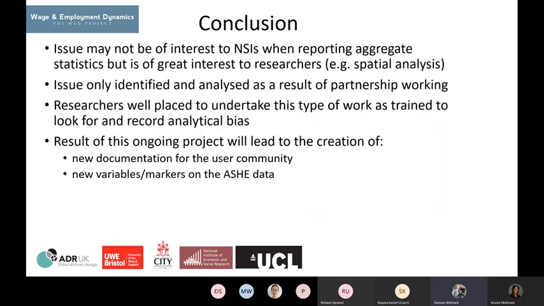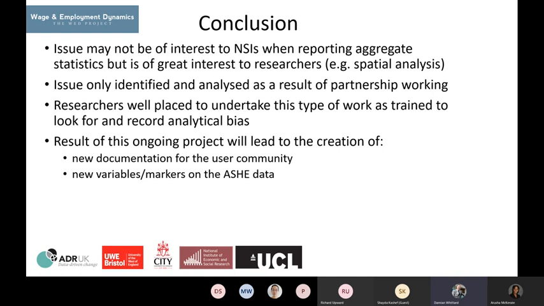Yeah, so to conclude, although this might not have been of any interest to the national statistical institution, which operates at the aggregate level, it is obviously massively important to other researchers doing this sort of spatial analysis. It only came about through conversations and working in partnership between researchers and national statistical institutions. It really shows the benefit of this sort of partnership working. Researchers are well placed to do this type of work. They're trained for it, and particularly in this project, when we had funding for it, it really allowed us to draw this out.